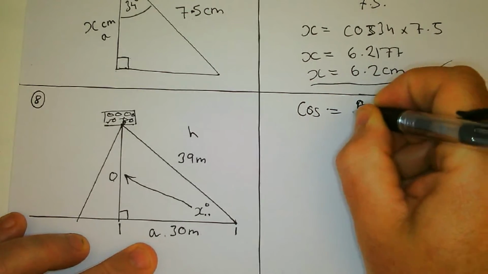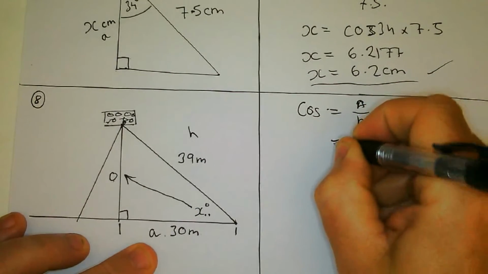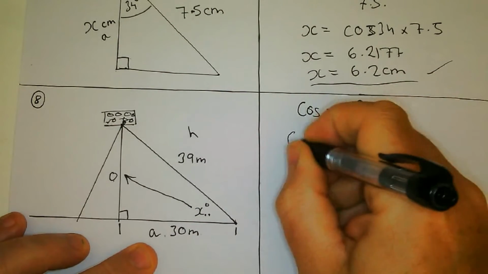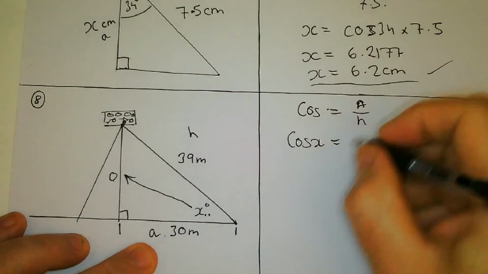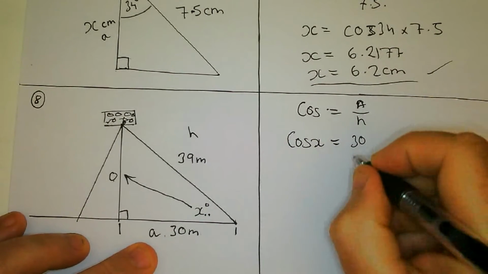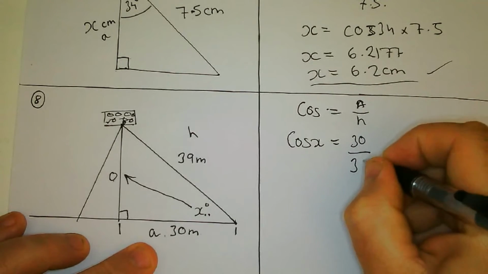Now I'm going to sub in the values. Cos X equals 30 over 39. You don't have to have the units here, because it's just numerical.